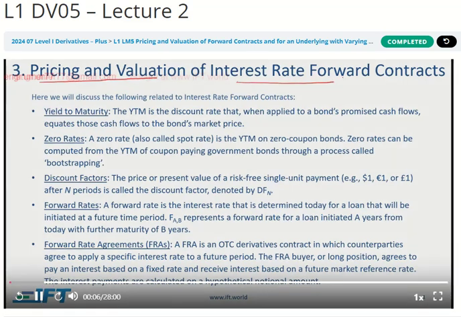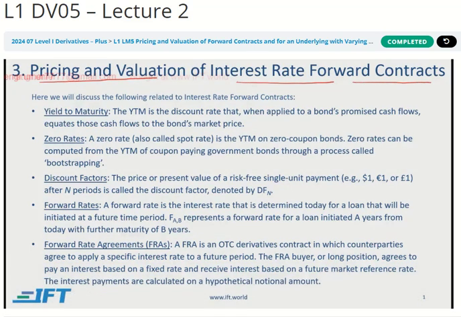rate forward contracts. Let's discuss a few terms, and we're going to have separate slides for each of these terms. So this is just an initial discussion, and then we'll have separate slides for each of these terms. Let's start with yield to maturity.